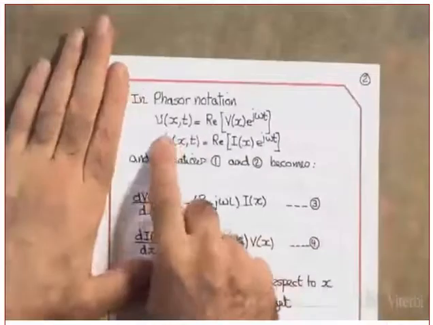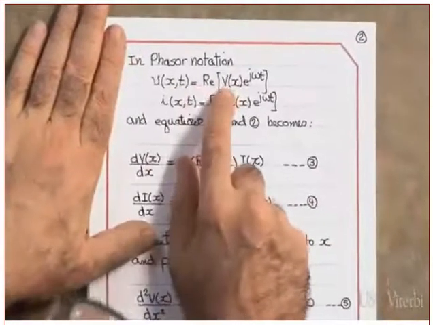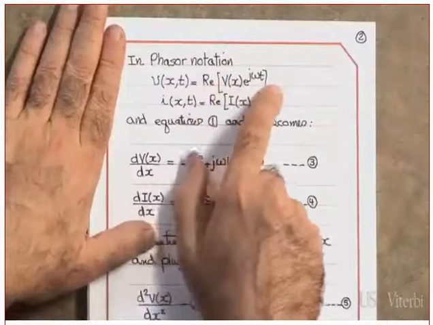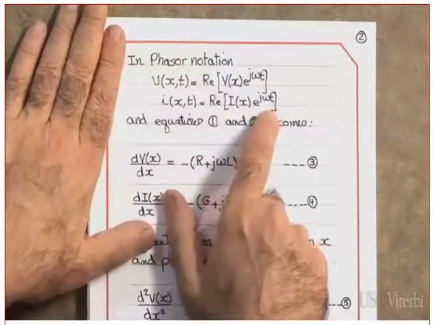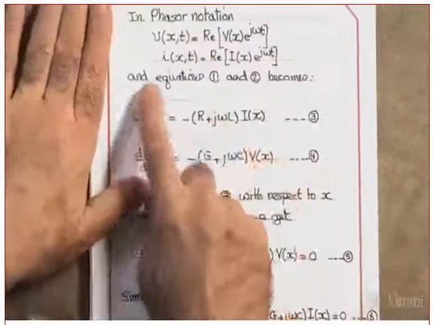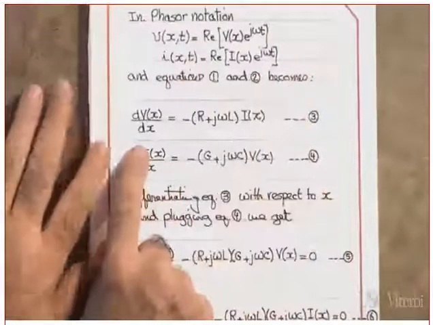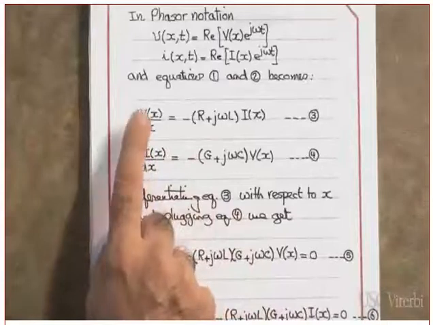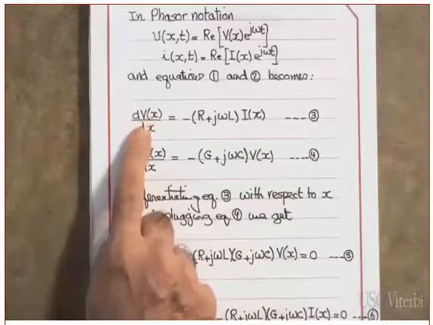So what is it? Let's see. In the phasor analysis, what is V of x and t? It is the real value of what? Capital V. Now it's capital V of x times e to the j omega t. Same thing with the current. Yes? So if I substitute in 1 and 2, it becomes like this. dV/dx. You notice, by the way, it's no longer a partial derivative. Why is it no longer a partial derivative?